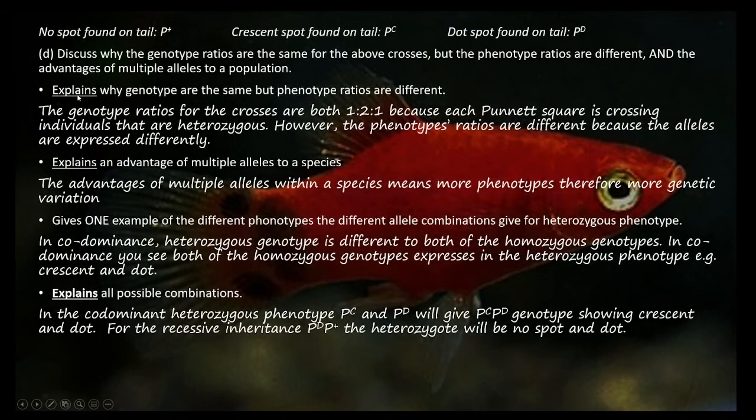Now we're going to move on to explain. And remember, when you see the word explain, this is merit level. So explain why the genotype are the same but the phenotype are different. And remember, they wanted us to discuss this. So the genotype ratio for the crosses are both 1 to 2 to 1, because in every one of those two Punnett squares, we're crossing individuals that are heterozygous. And if they're all heterozygous, your genotype ratios are going to be the same. However, the phenotype ratios are different because the alleles are expressed differently.